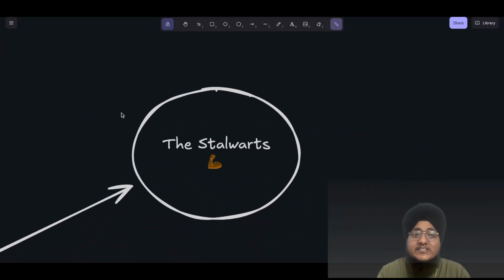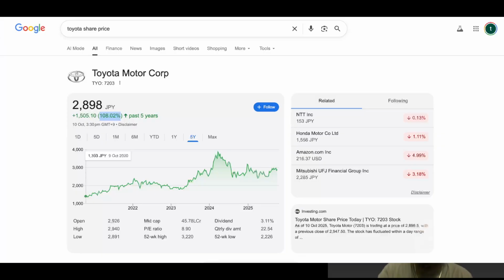The next category is stalwarts. Right. So this would be interesting. Stalwarts are blue chip stocks with a steady rate of growth. Think 10 to 12%. So example would be Toyota. See, let's see Toyota. So Toyota gave us return of 108% in last 5 years. 108%. How much will it be per annum? Let's do the calculation, shall we?